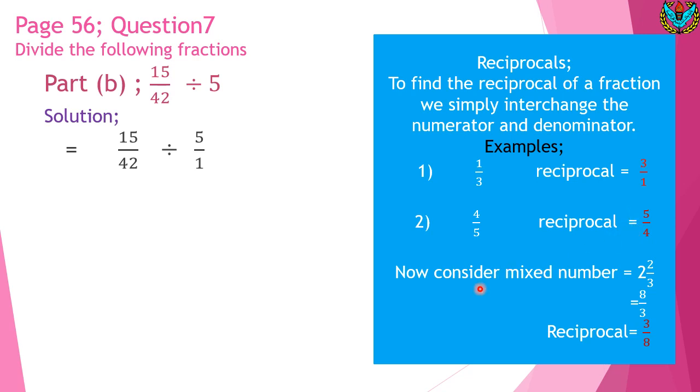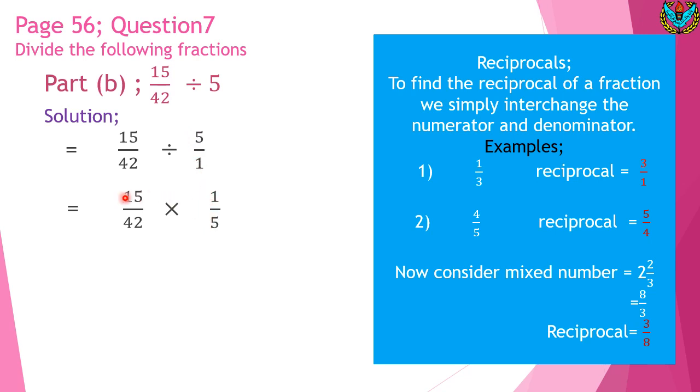And if we have any mixed number, look here, 2 whole 2 by 3. 3 times 2 is 6, 6 plus 2 is 8 by 3. We convert it into an improper fraction first, then take the reciprocal. It would be 3 by 8. Come back to the question again. Now what will we do? We will change division into multiplication and take the reciprocal of 5 by 1, which is 1 by 5.